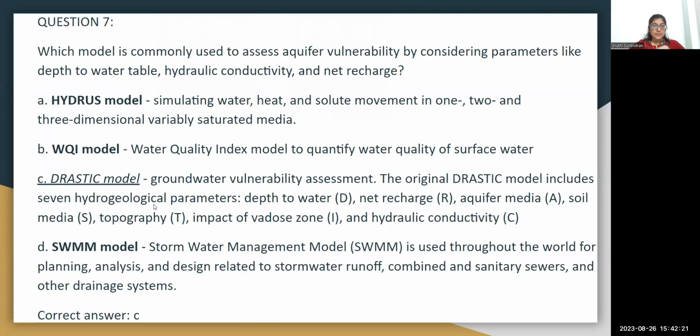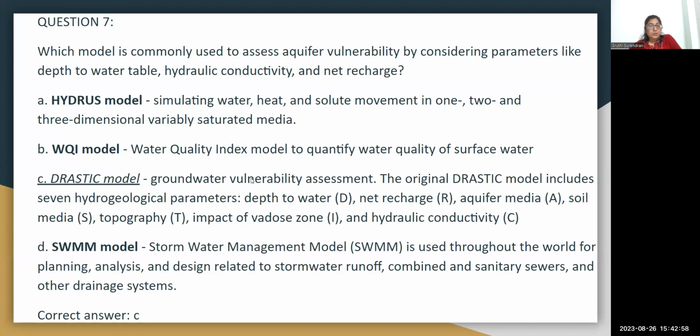Now question 7: which model is commonly used to assess aquifer vulnerability by considering parameters like depth to water table, hydraulic conductivity, and net recharge? In the last discussion, there was a doubt regarding the possibility of the model HYDRUS. So let's see what all the models are used for simulating. HYDRUS is one model that can simulate water, solute, and heat transport one-dimensionally, two-dimensionally, or three-dimensionally through variably saturated media.